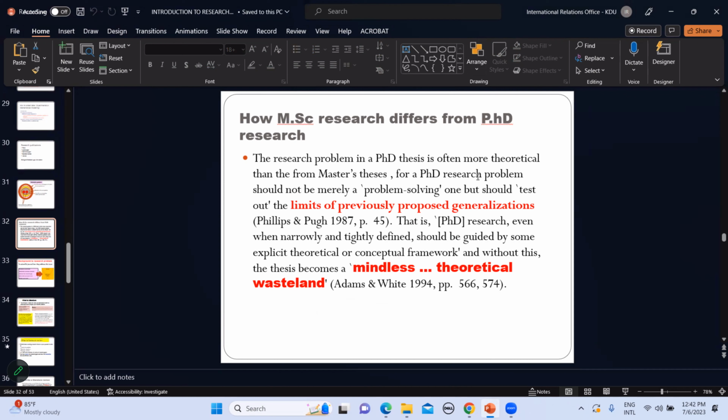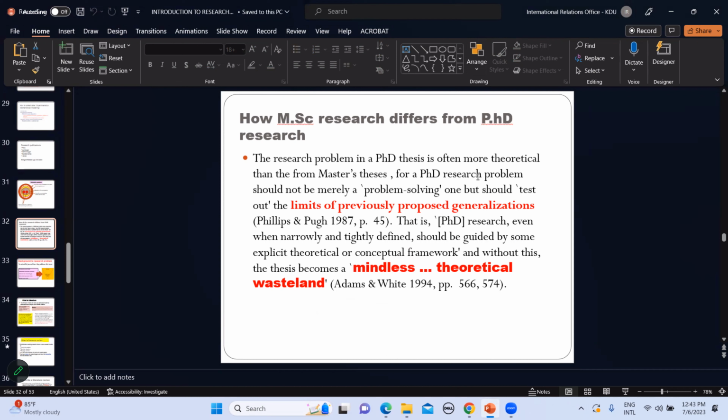That is, PhD research, even when narrowly and tightly defined, should be guided by some explicit theoretical or conceptual framework, and without that, this becomes a mindless theoretical wasteland. Okay, you understand me, right? All the experiments should be explained by the theory. That is the PhD. Okay, understand?